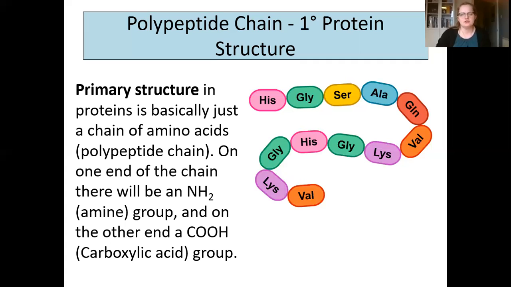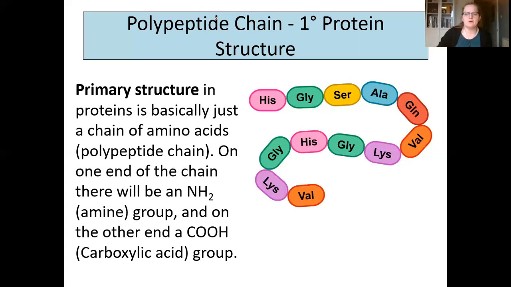And so the primary structure of proteins is just the chain of amino acids, the order of these amino acids. So the fact that we're going 1, 2, 3, 4, 5, and the order that they're in. So on one end of a chain, there will be an amine group, and on the other end, there'll be a carboxylic group.